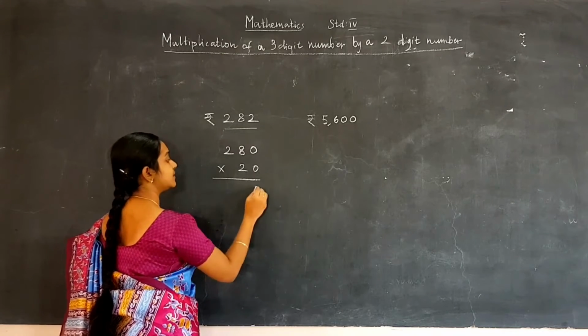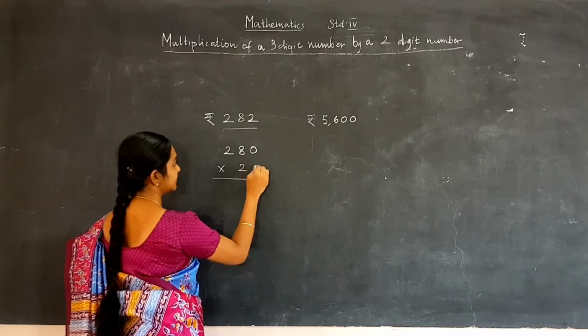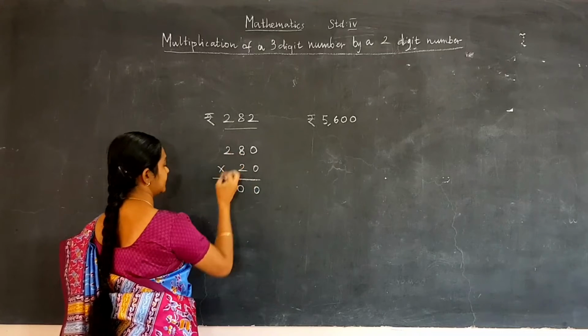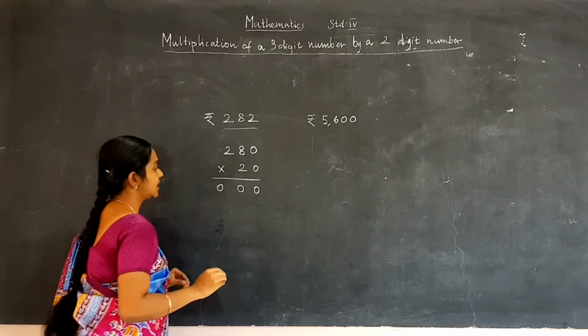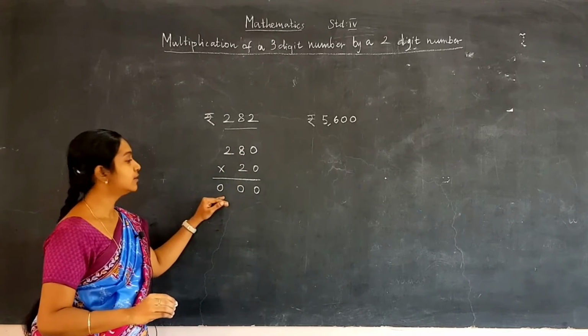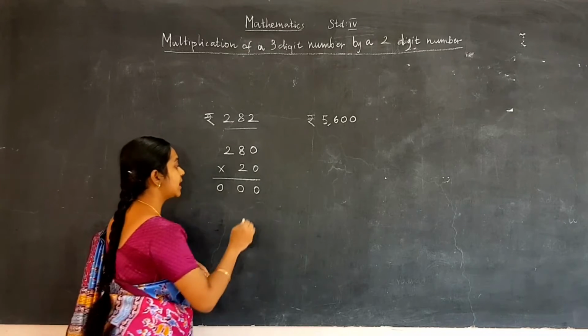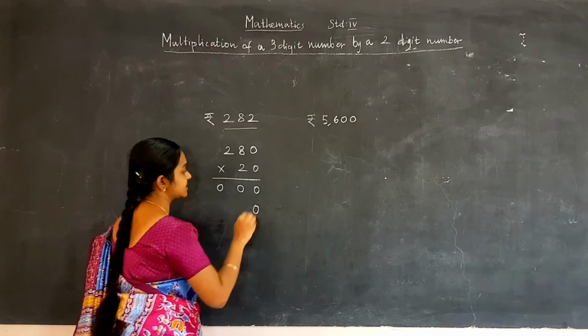0 into 0 will be 0. 0 into 8 will be 0. 0 into 2 will be 0. We have completed the first line. Now we are going to write the second line. Before writing the second line, you have to put 0 in the first place.